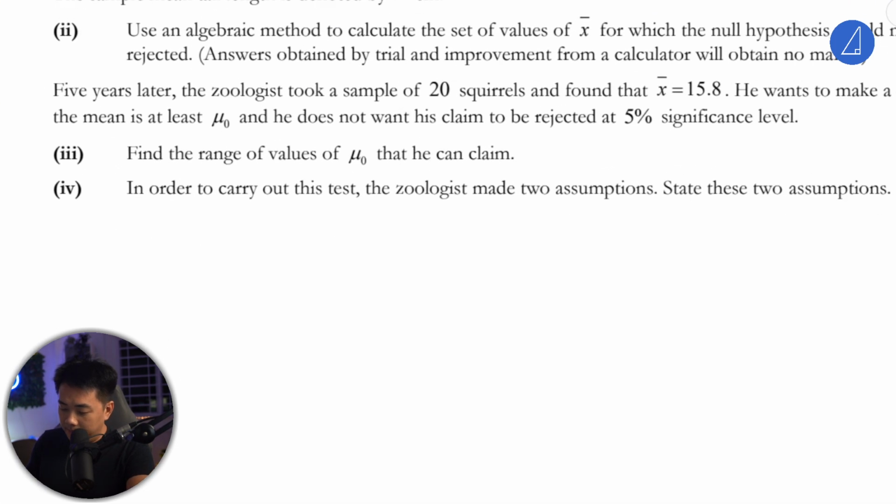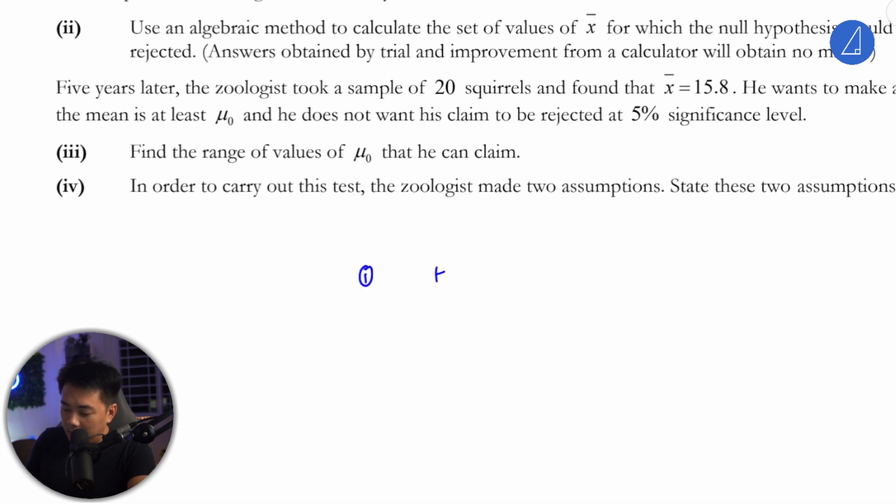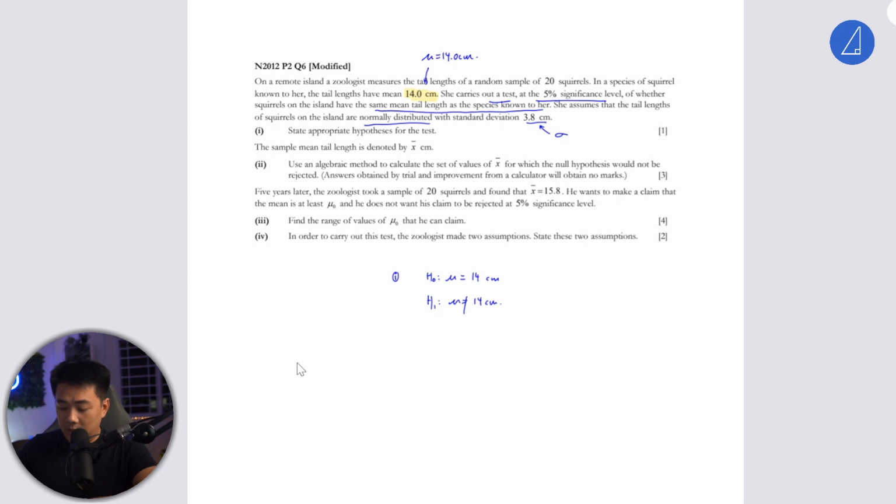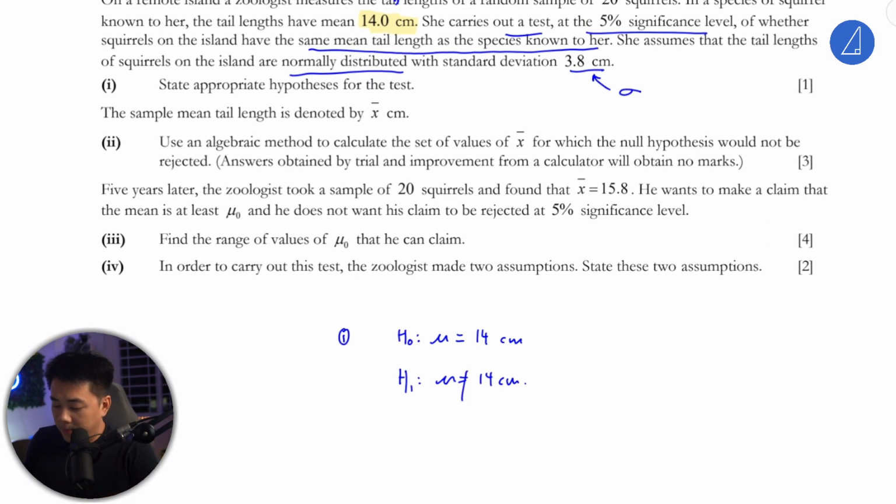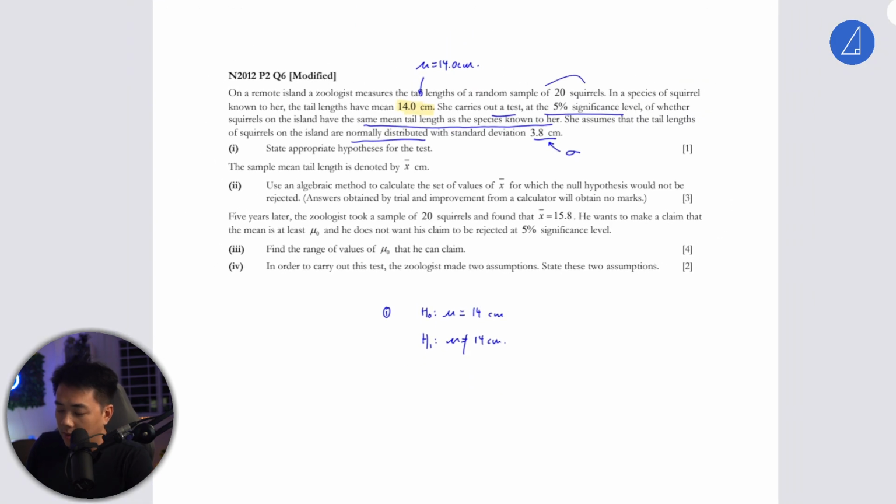So in this case, what we know is H0: everyone knows it to be 14 cm. Okay, 14 cm. Then this would be a two-tail test. She wants to see whether it's actually 14 cm. So subsequently, the sample mean is denoted by X bar. She collected 20 squirrels, right? And essentially, she got the sample mean. For the 20 squirrels, the sample mean tail length is X bar.